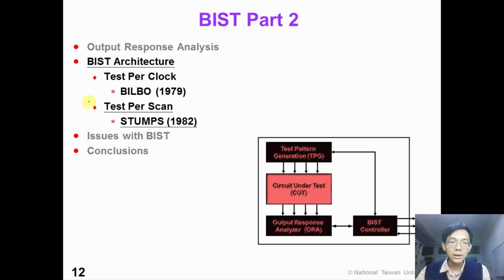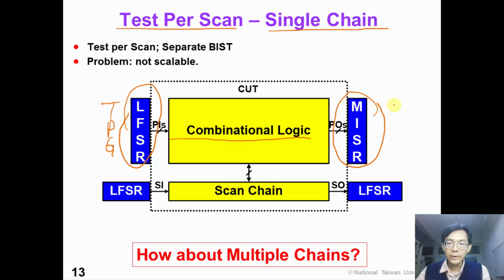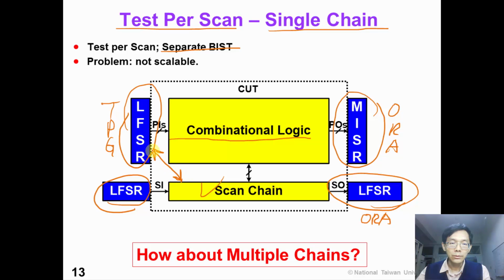Now, we move on to the second architecture, test per scan architecture, which was proposed by IBM in 1982. This is a very simple test per scan architecture for a single scan chain CUT. We have an LFSR that serves as the TPG, and it generates patterns for combinational logic. We have a MISR that serves as the ORA that collects the test response from the combinational logic. For the scan chain, we have one LFSR that generates input and one that serves as the ORA. This is a pretty simple architecture. It is a separate BIST architecture because the TPG LFSR and the internal flip-flops are separated.